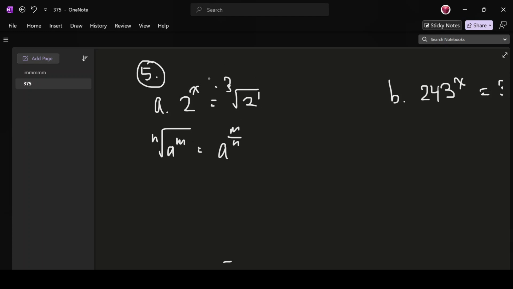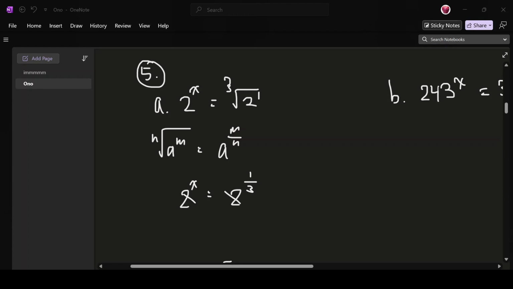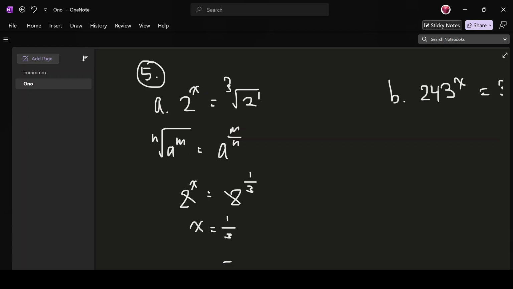So I'm just going to rewrite this whole equation down here. 2 to the power of x is equal to 2 to the power of m over n, which is 1 over 3. Now we can just cancel the bases, and we're left with x is equal to 1 over 3. And we have our answer.